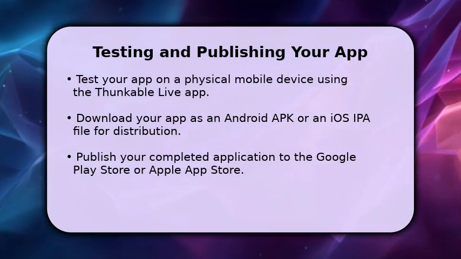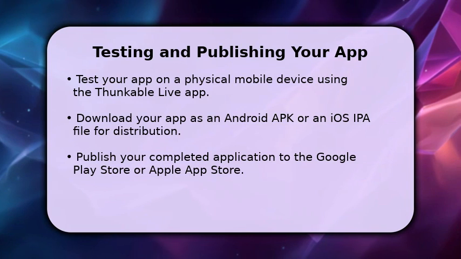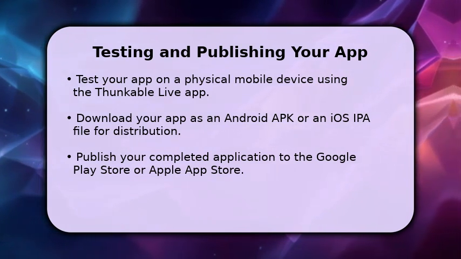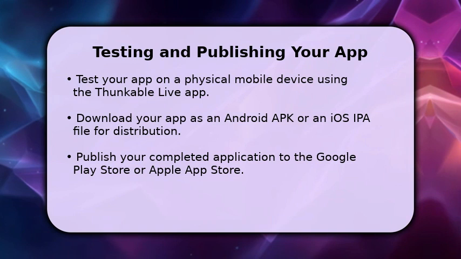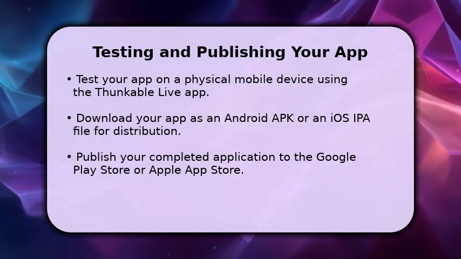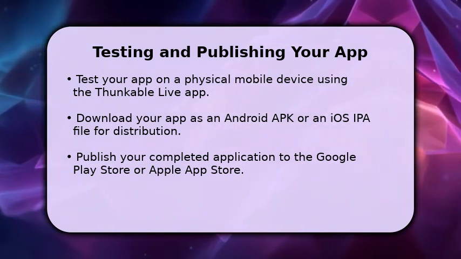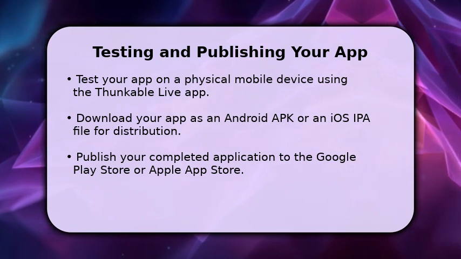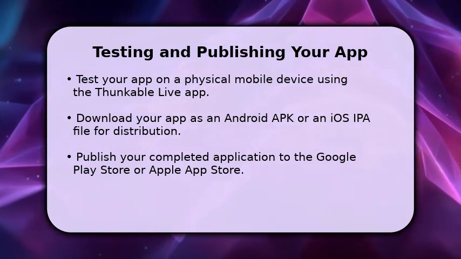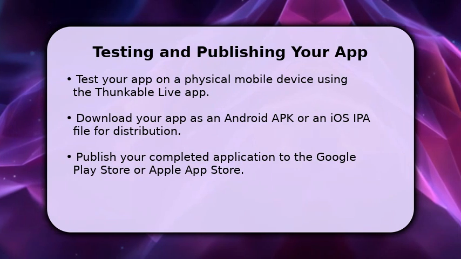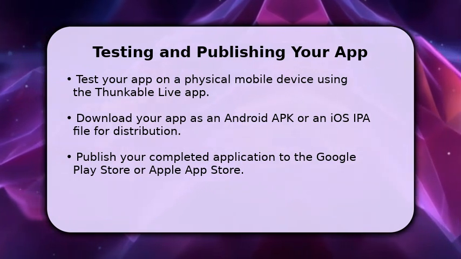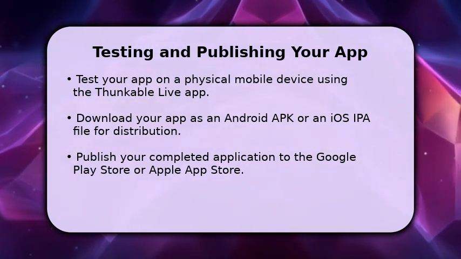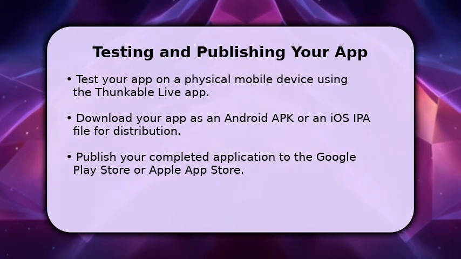Finally, it's time to test and publish your creation. Use the Thunkable Live app on your phone to test your app in real time. Once satisfied, you can download your app as a standalone file for Android or iOS. For wider reach, submit your app to the Google Play Store or Apple App Store, following their respective guidelines. This process ensures your app reaches millions of potential users.